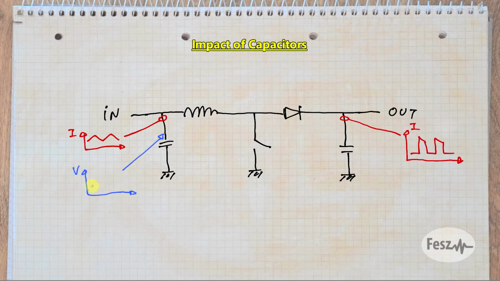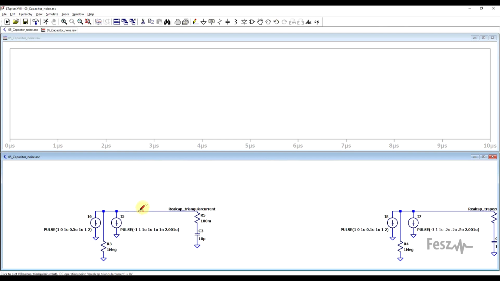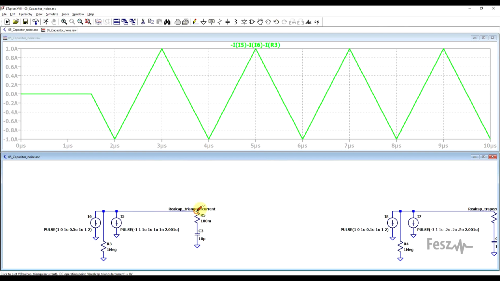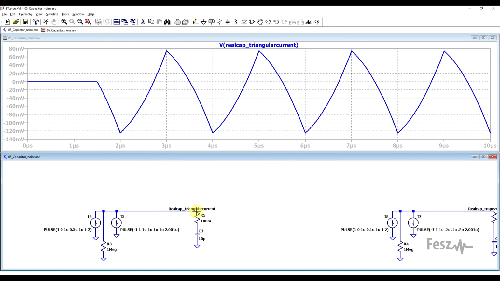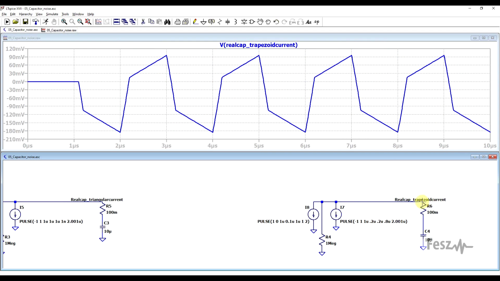And one of the key problems appears from the real capacitor's equivalent series resistance. No capacitor is ideal, and other than the voltage amplitude caused by the limited amount of capacitance, the other important factor determining the exact noise will be the voltage drop occurring on the ESR. So if we take the previously created circuits and add in a bit of ESR, so I kept the same capacitor, same signal sources, but added in 100 milliohms of ESR, and we rerun and recheck. With our triangular current, we are getting this voltage waveform, which is no longer a triangle, and with our trapezoid current, we are getting this thing.